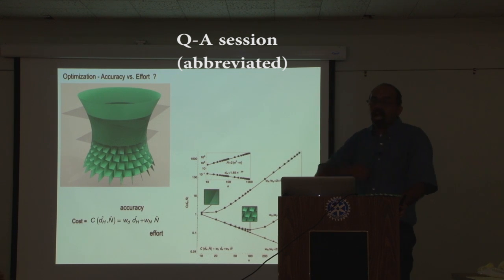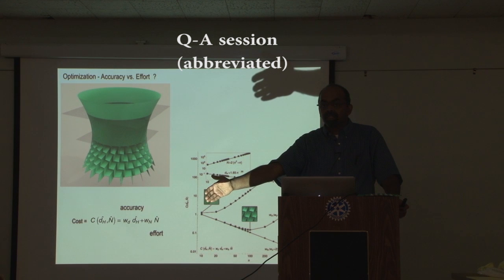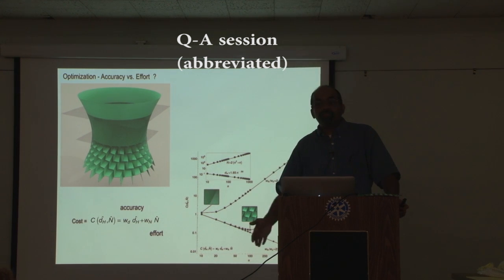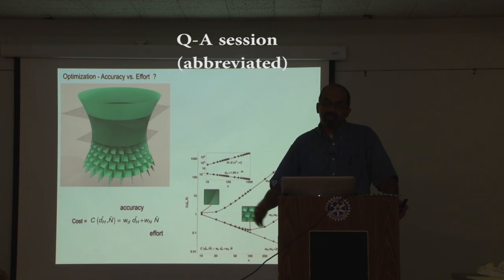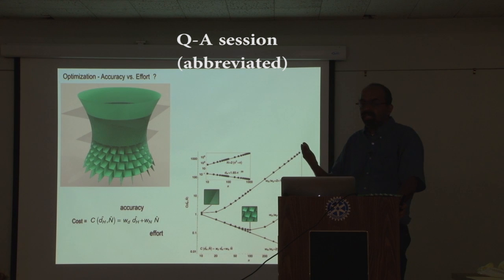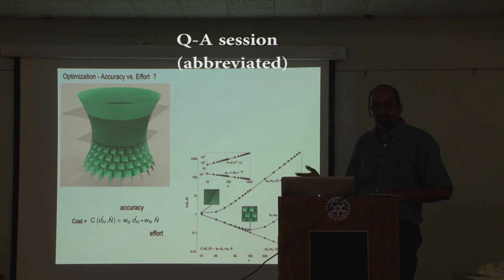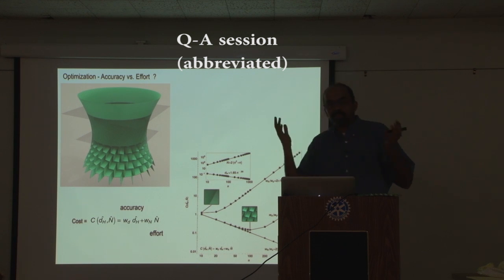So you tell me how well you want to approximate, and then you also tell me how much effort you're willing to put in. If you're willing to put in effort, you can approximate well. If you're not willing to put in effort, you can't. So it's the usual trade-off. Accuracy and effort essentially are what we have to balance off. And so the answer is yes, we can do that mathematically.